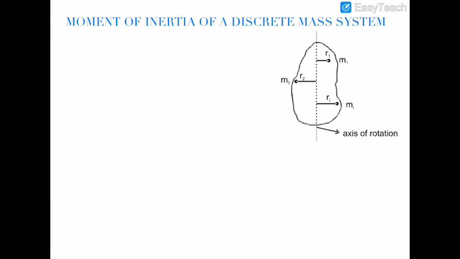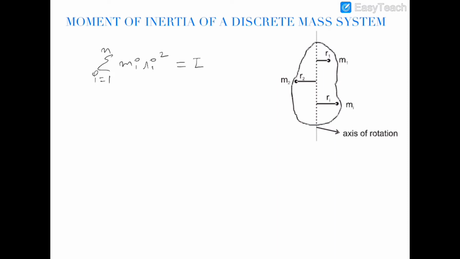Now the moment of inertia of a discrete mass system can be easily calculated by summing. This is the summation of m_i r_i², with i going from 1 to n. This is the complete moment of inertia.